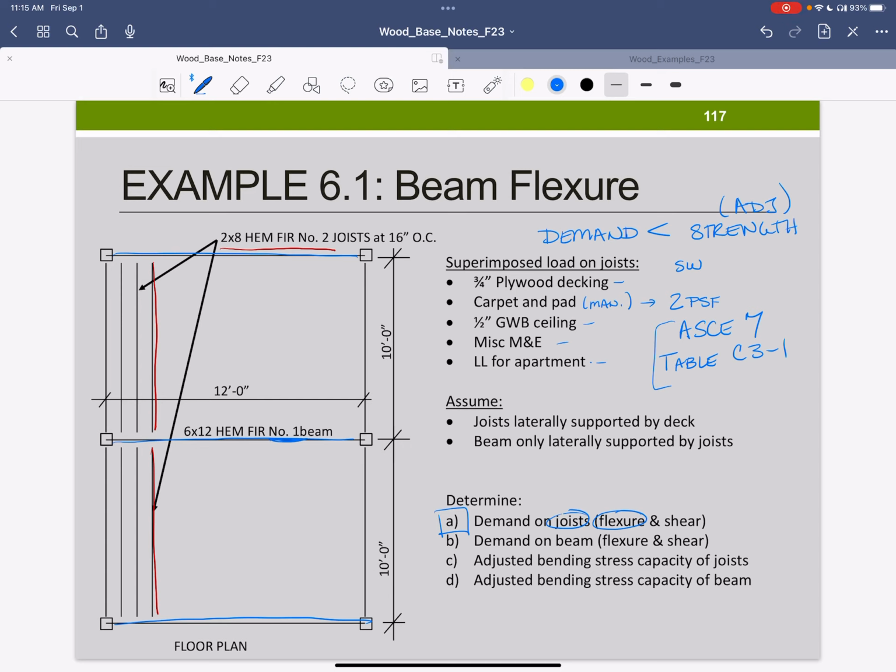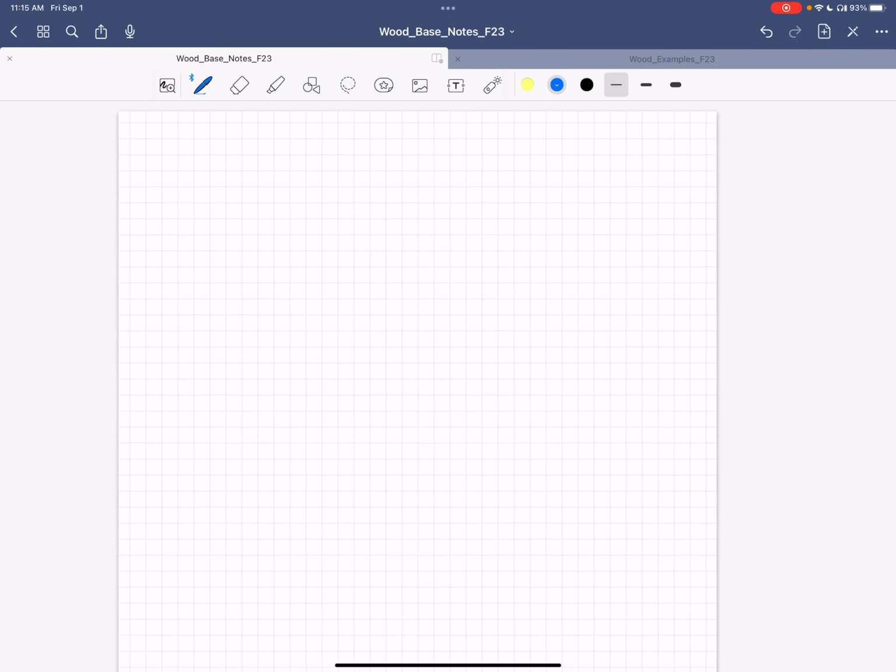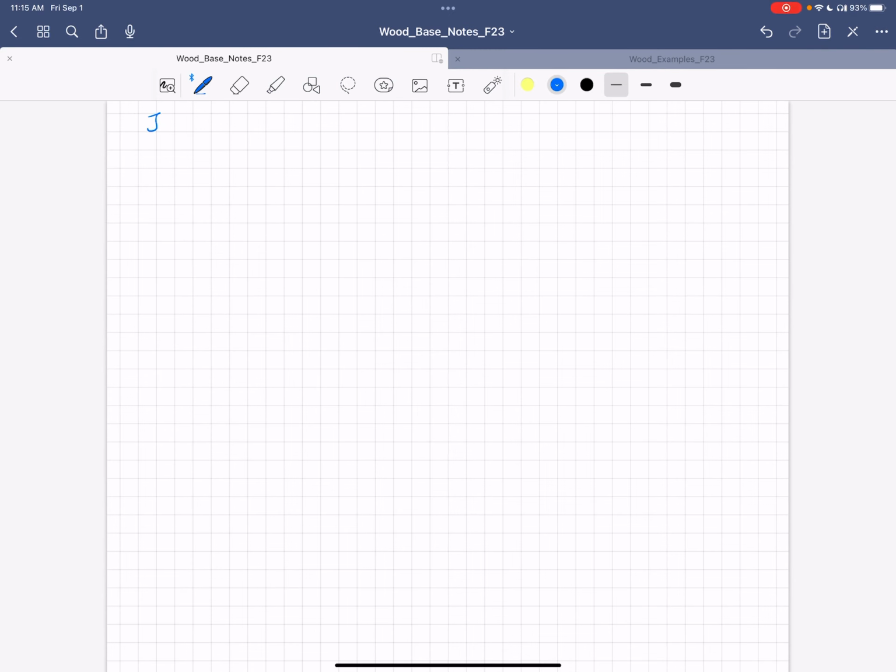Okay, so let's start with our joists, the 2 by 8 hem fir, and they are a number 2. All right, so let's go with joists. And we're looking at the demand side of the equation, in other words, the load side, the application side. So the first thing we're going to need to do is use our supplement to figure out our values, because we need a self-weight and we need dimensions and some things like this.